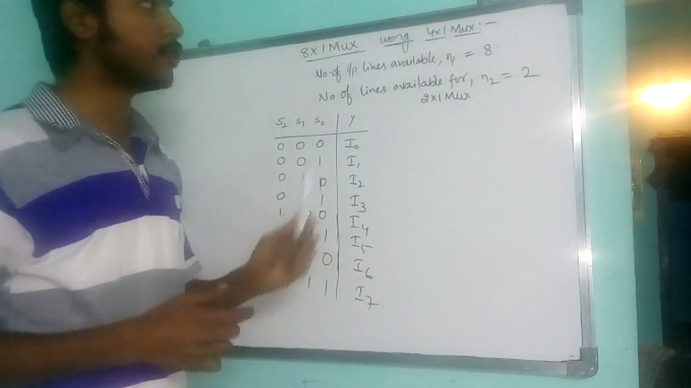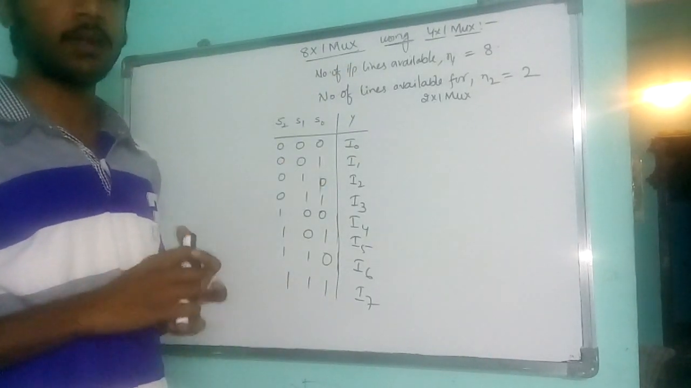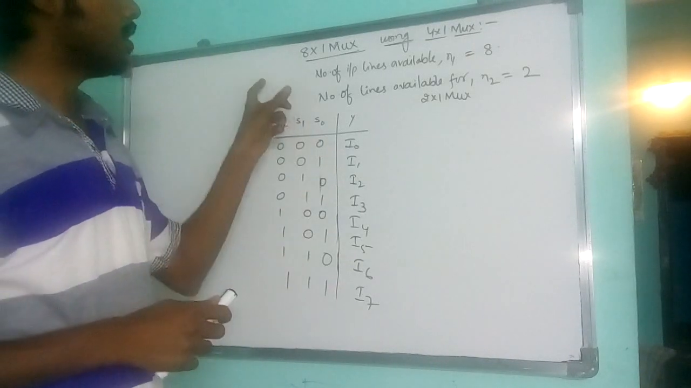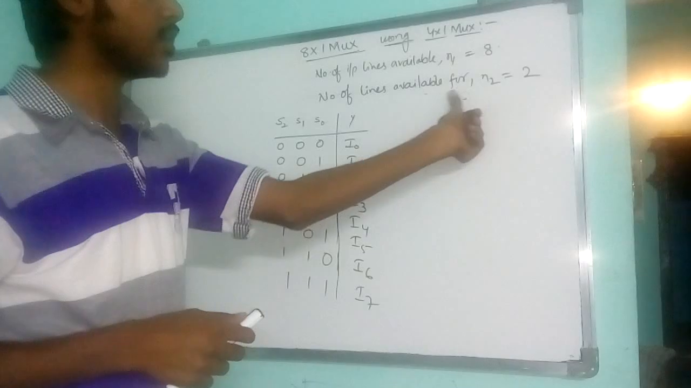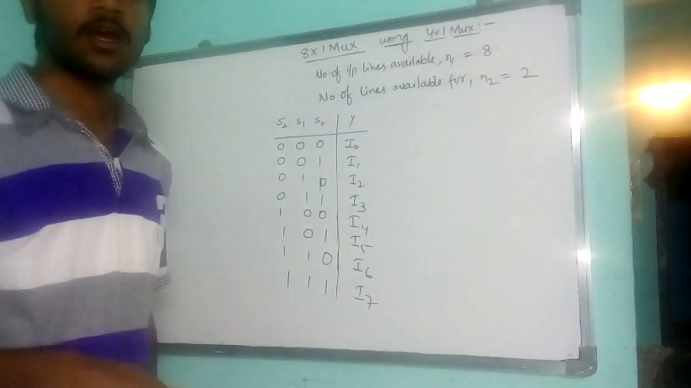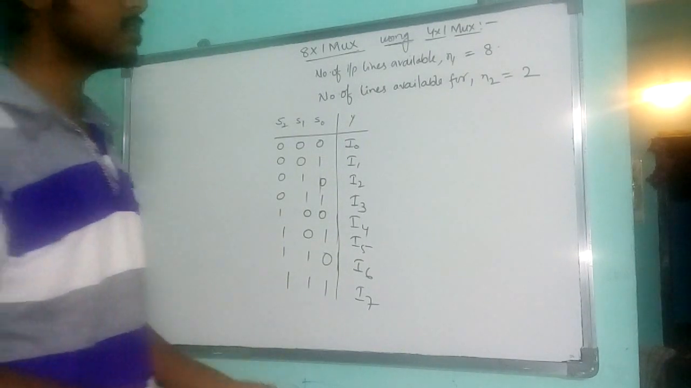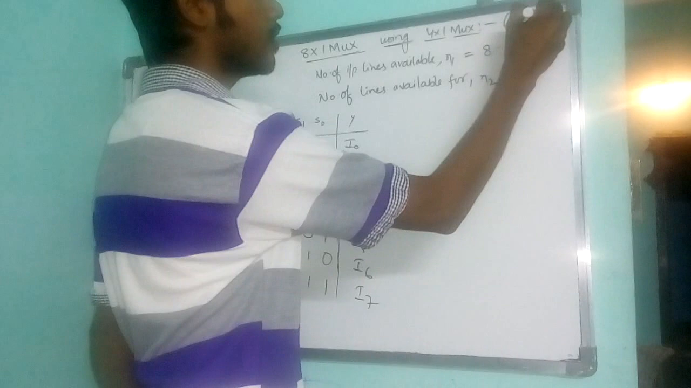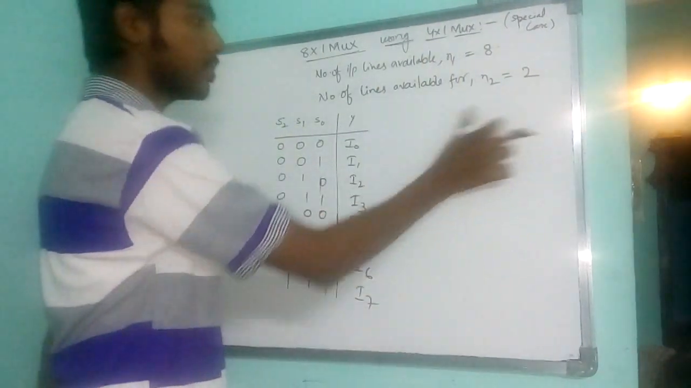Hi friends, in this video we are going to learn how to implement an 8x1 multiplexer using a 4x1 multiplexer. Already we have seen in the previous video the number of lines available, what muxes we need to use and how we will use them. In this video we are going to learn how to implement using 4x1 muxes. This is considered to be an important case, a special case. We will see why it is called a special case now.